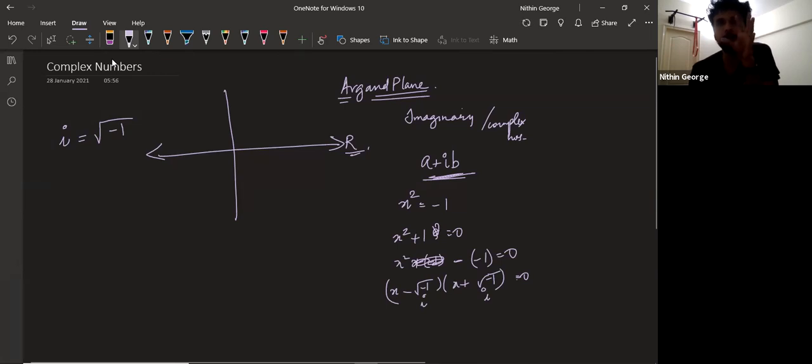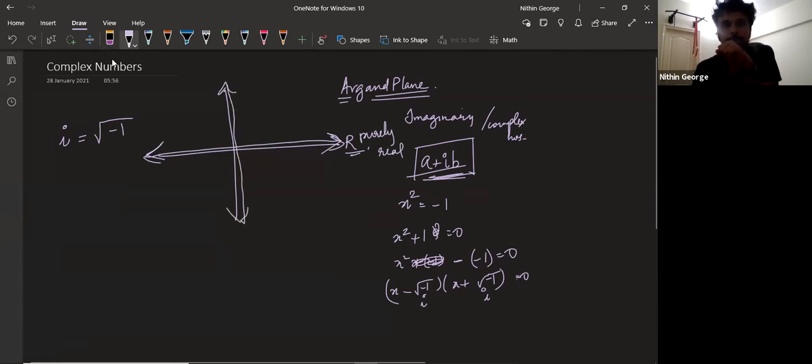The thing about such complex numbers is that you can plot them on an Argand plane. All real numbers will be on the x-axis, the real number line, so these are purely real numbers. The numbers on the imaginary axis are purely imaginary. And the numbers in between, in a plus ib form, have both an imaginary part and a real part. They are called imaginary numbers, or complex numbers. Is this much clear?